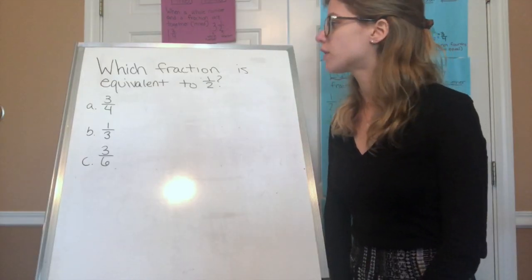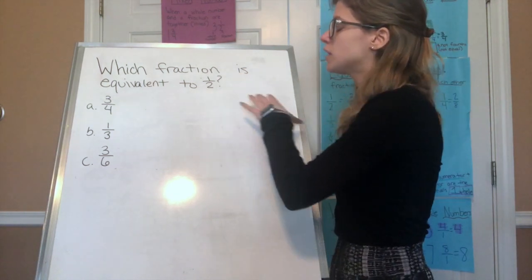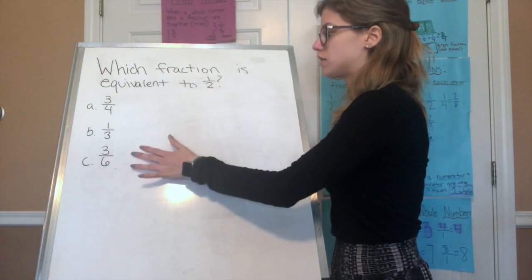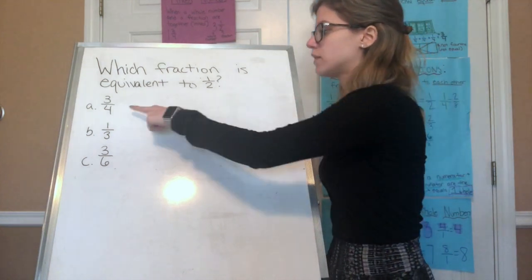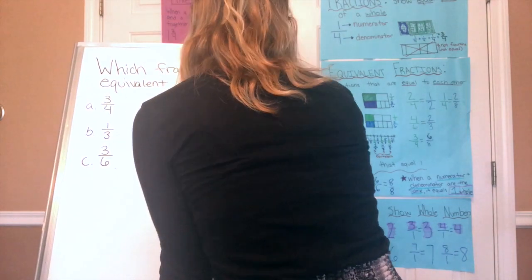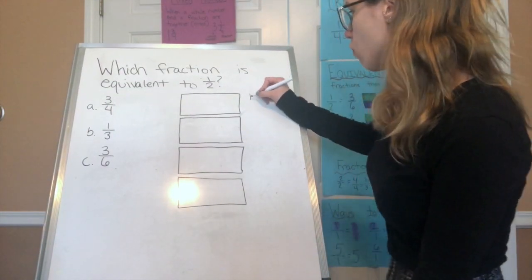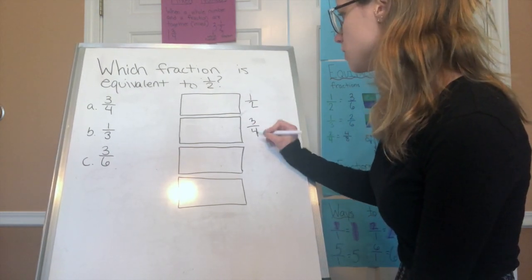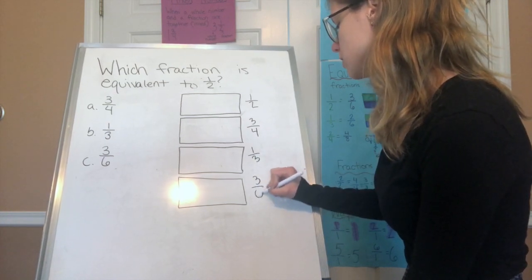What we're doing now is we're figuring out which fraction is equivalent to 1/2. And we need to draw a fraction bar for every single one of these fractions. So I'm going to start with 4 fraction bars to show 1/2, 3/4, 1/3, and 3/6. This fraction bar will show 1/2. This one will show 3/4. This one will show 1/3. This one will show 3/6.